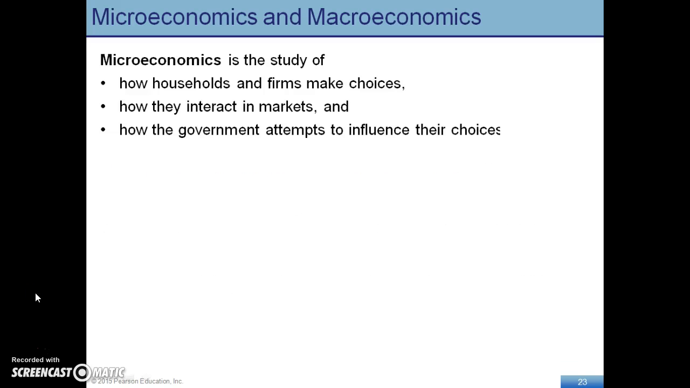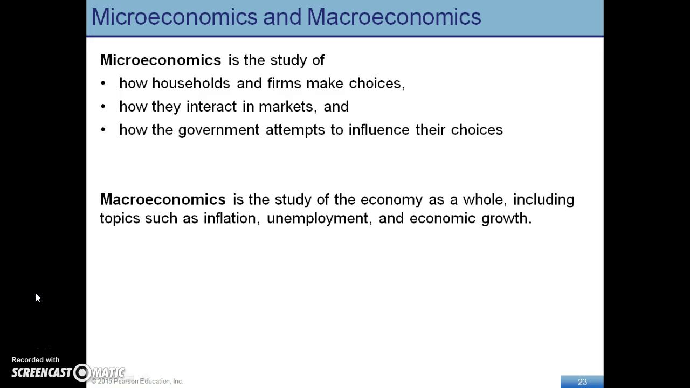Now, we're going to look at two different types of economics. We're going to look at microeconomics, which is the study of how individuals make decisions and how their decisions influence the economy, whereas macroeconomics is the study of the economy as a whole, including inflation, unemployment, economic growth, and how the policies of the overall economy influence decisions by consumers and firms.